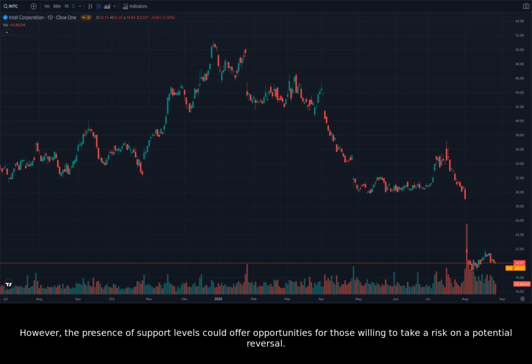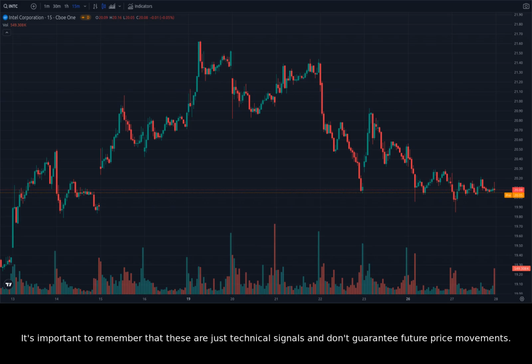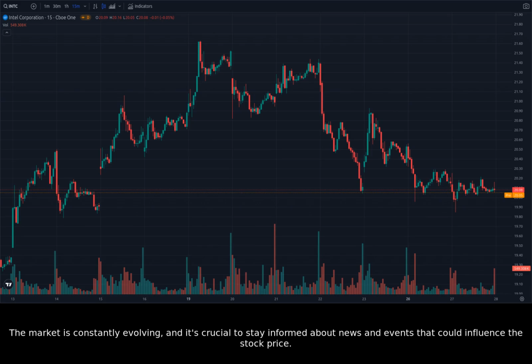The 1-hour chart mirrors the daily chart, reinforcing the downtrend, while also showing potential support levels for short-term traders. The 15-minute chart displays a more volatile environment, presenting opportunities for short-term traders, but with increased risk. It's important to remember that these are just technical signals and don't guarantee future price movements. The market is constantly evolving, and it's crucial to stay informed about news and events that could influence the stock price.